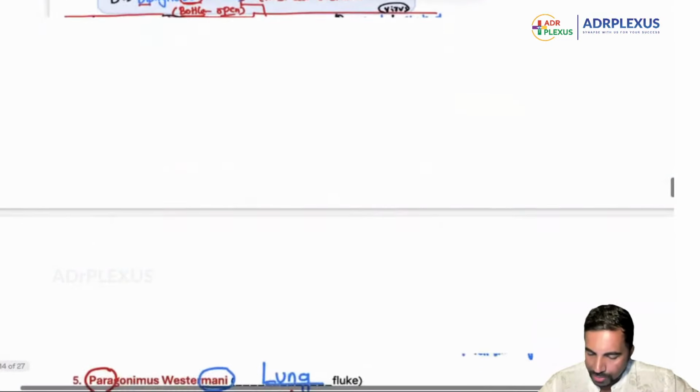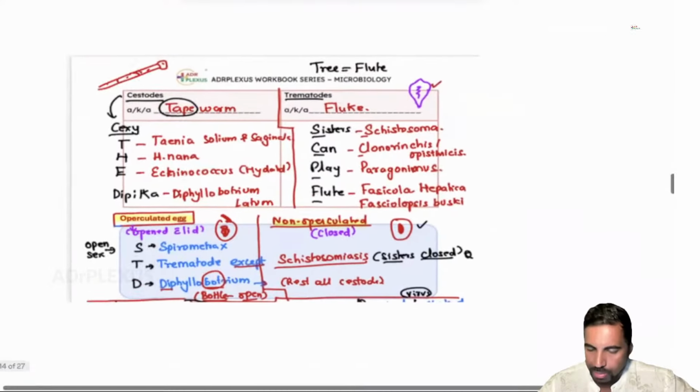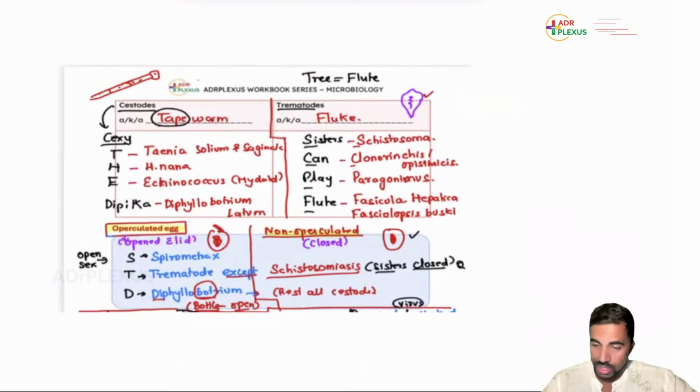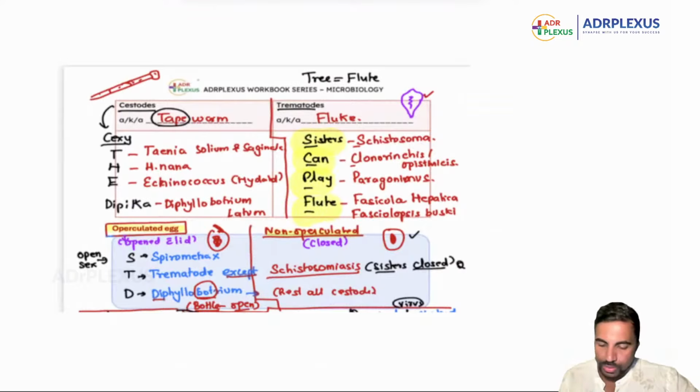We discussed everything. I couldn't find the page number. It's in parasitology. If you go to cestode helminths, you can find this easily there. So sisters can play flute, all of them. These are flukes. And then the most important thing is operculated. We told all the trematodes are operculated except schistosoma, another clue.